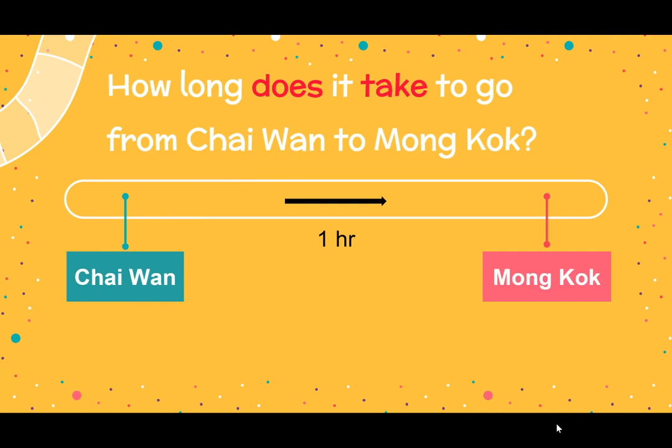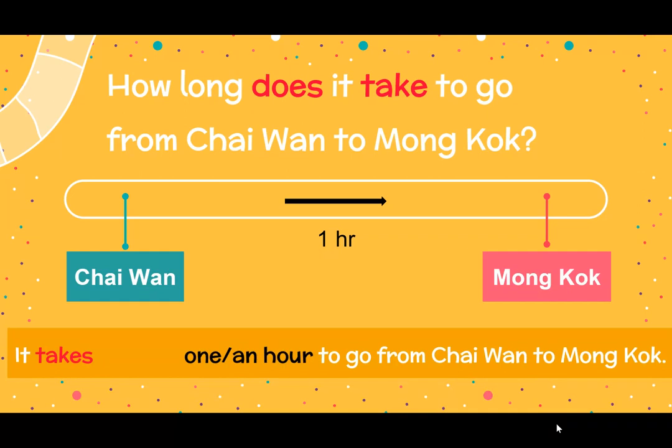Another question. How long does it take to go from Chai Wan to Mong Kok? You know that it takes around 1 hour. Then you can say, it takes an hour to go from Chai Wan to Mong Kok. Again, remember to add s to the verb take after the pronoun it. The word does in the question also gives you a hint. If you want to point out that it's just roughly around an hour, you can add the word about in your answer. It takes about an hour or 1 hour to go from Chai Wan to Mong Kok.